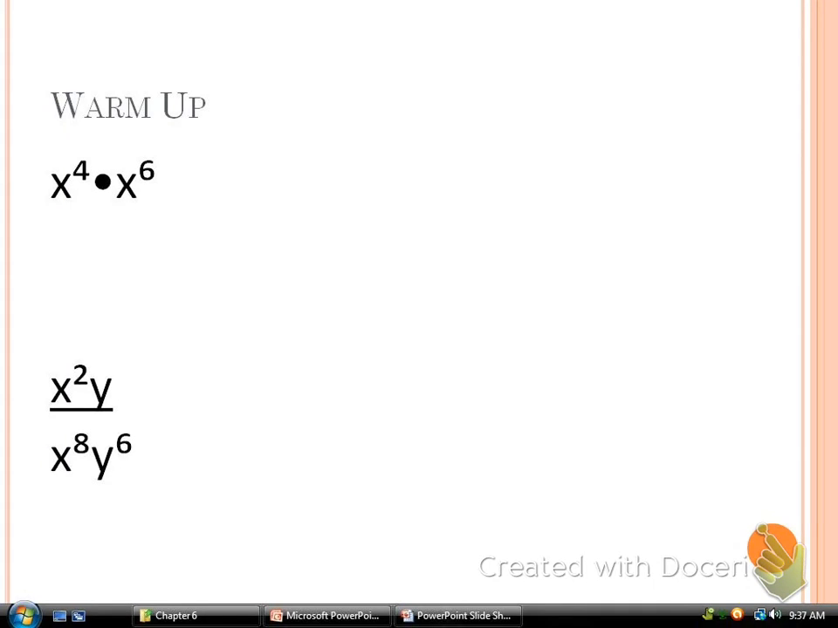All right, your warm-up problems are taken pretty much directly from what we learned yesterday. Anyone know the answer for the first one? X to the 10th. Very good. When they each have their own base, you just add the exponents. What about on the next one?